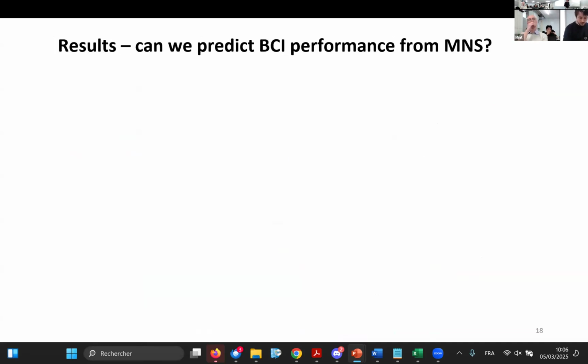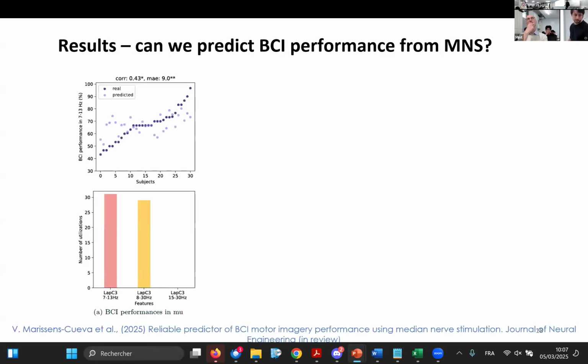So the other question I would like to ask is, can we predict BCI performance using median stimulation? Because just before I showed a significant correlation, it's a very good result. But in a lot of articles, you can see very good correlations, but when you try to predict, it's not possible. The results are not so good.